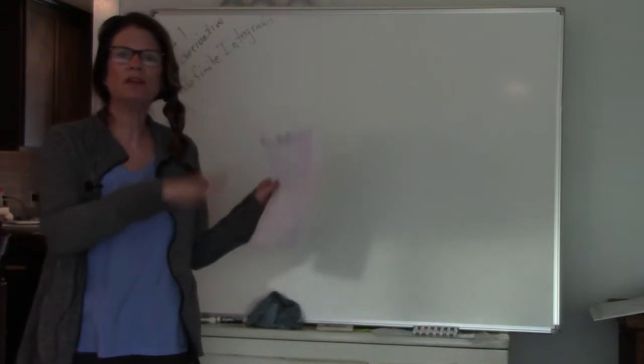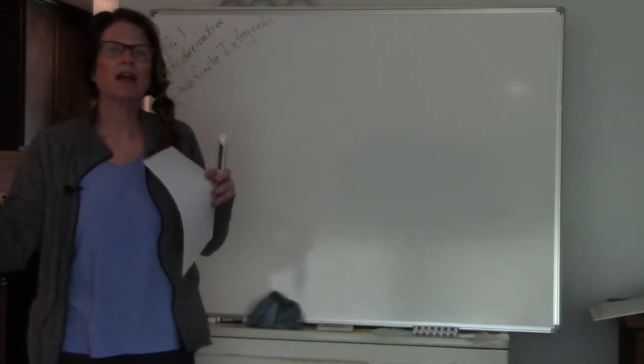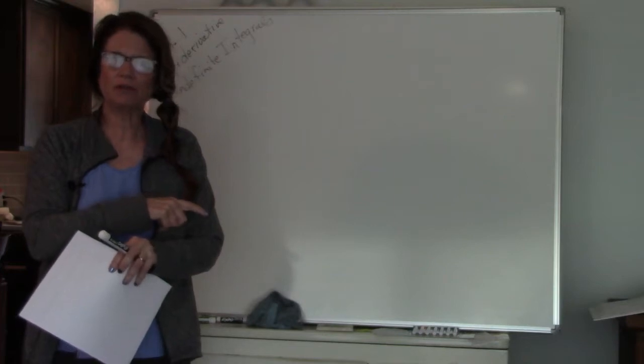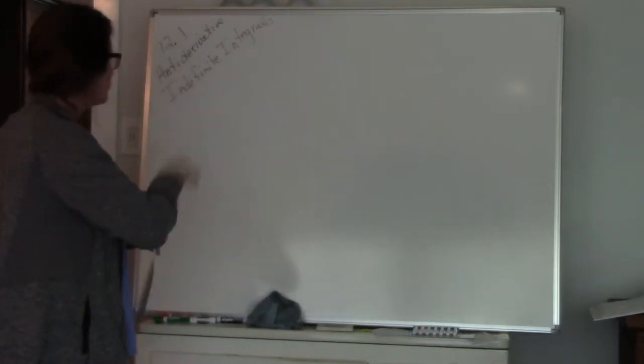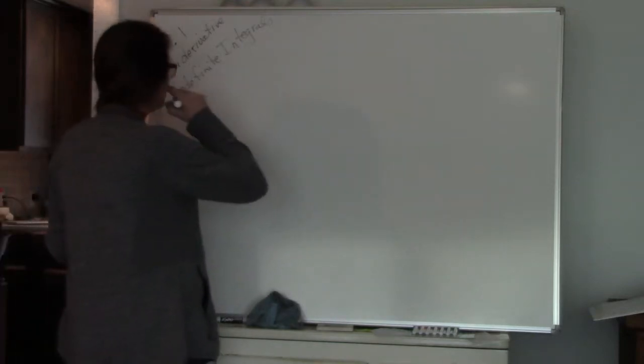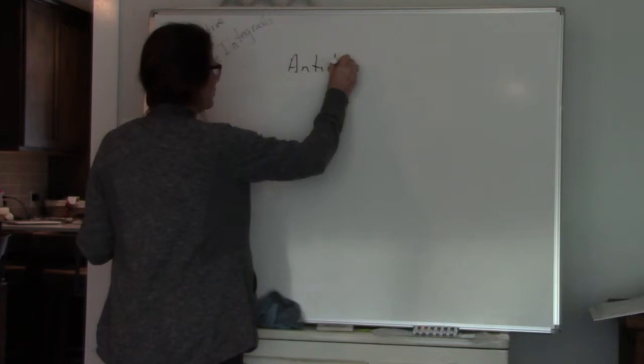Okay, so with derivatives, you are given an original function and you find the derivative. Now we're going to go in the opposite direction. Now we're going to go in the antiderivative, so the opposite. So here's just some terms and some symbols that you're going to need to know. So the first one is called antiderivative.